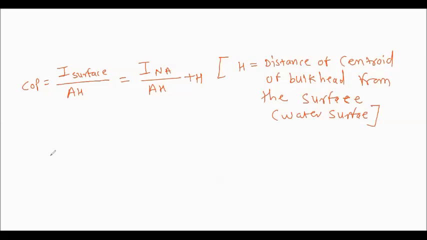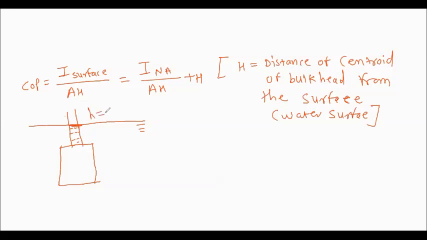So what is the meaning of this? Now consider that I have a bulkhead like this. In this case, water is here, the water level is here, and this bulkhead is completely submerged under the water. How? Consider that you have a sounding pipe over here and water enters inside the sounding pipe up to here. So we can say this is the free surface now.